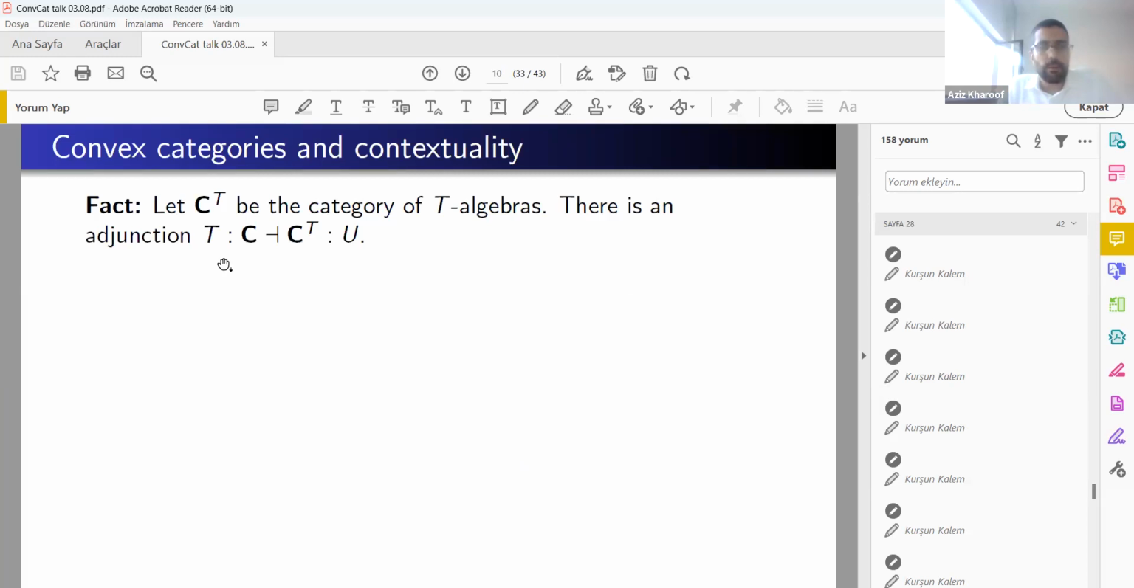So if we have T, a monad, we can look at all the algebras over this monad, T-algebras, and we have this adjunction, which is the Eilenberg-Moore adjunction, of course. We have this adjunction in categories, right? Like here is the category of D_R-algebras, a convex category. So we have this adjunction.